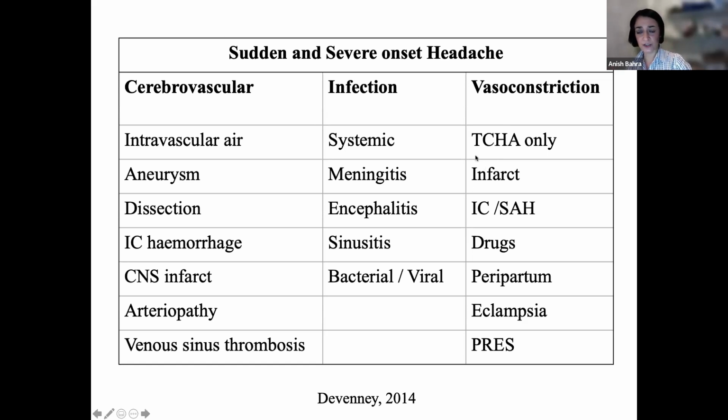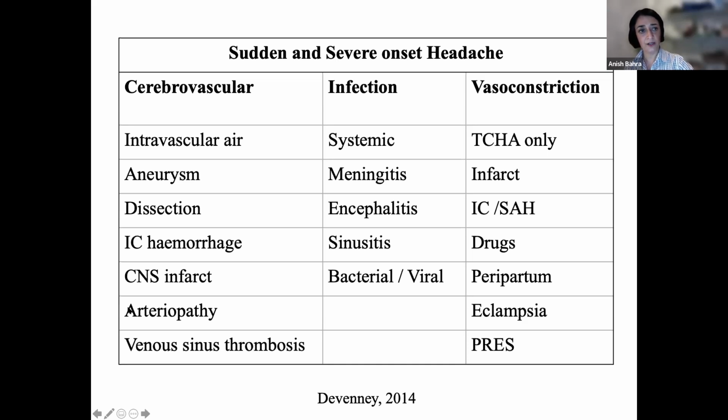If you look at vasoconstriction, a large proportion just have this thunderclap headache, but again, a complete mix of different pathologies can precipitate it. So again, the bottom line, any pathology can precipitate it. You have to investigate all of them. And when you look at the different causes, most of these you'll get on a good history, general and neurological examination, the CT and the CSF.